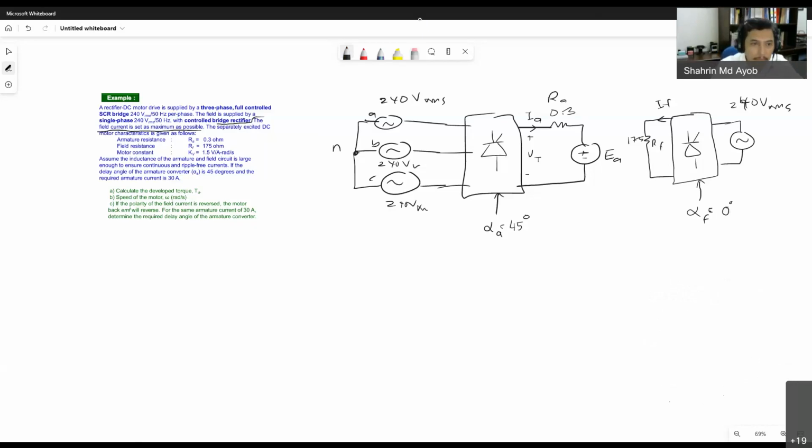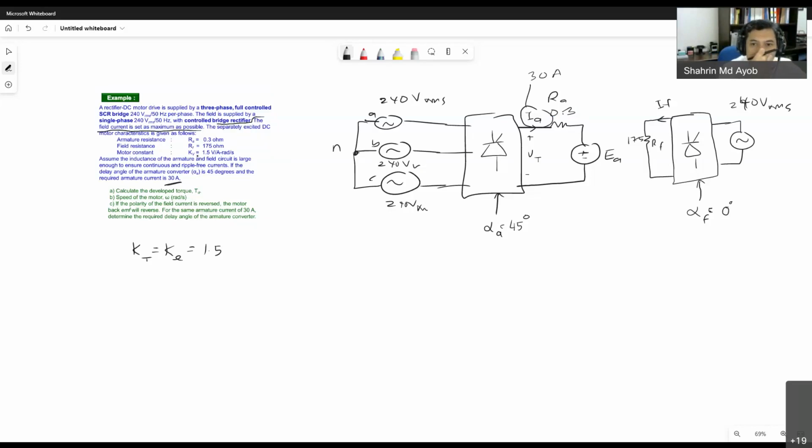Okay. Next is what? Oh, the current. The armature current is 30 amperes. So this one, the current is given 30 amperes. The RA is 0.3. And then it also gives you the K. So right now, we assume that your KT and also your KE is equal to 1.5, okay? KT is for the torque and KE is for the back EMF. So we assume both are the same.